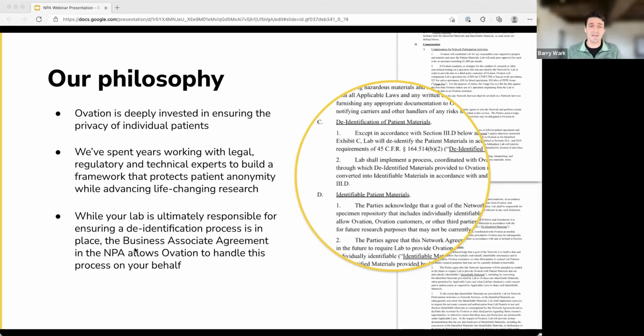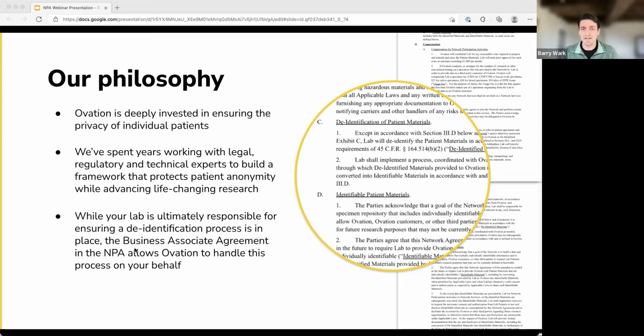We want to ensure that you understand what happens to leftover patient specimens and information, including your lab's legal responsibilities regarding de-identification, the steps we're taking to ensure patient privacy is protected, and the possibility that identifiable materials may enter into our partnership in the future. All these activities are outlined in Section 3 of the Network Participation Agreement.